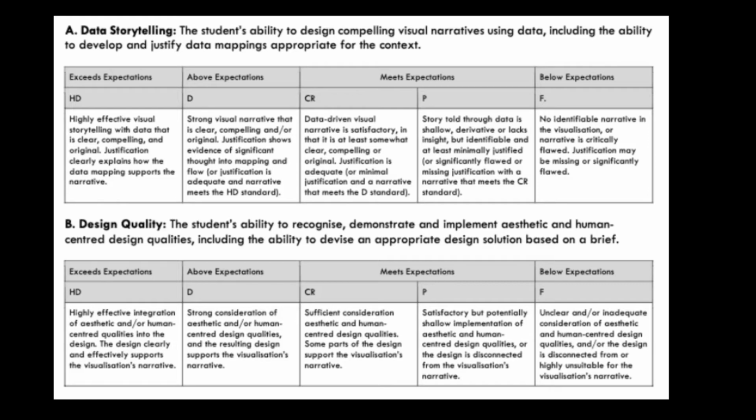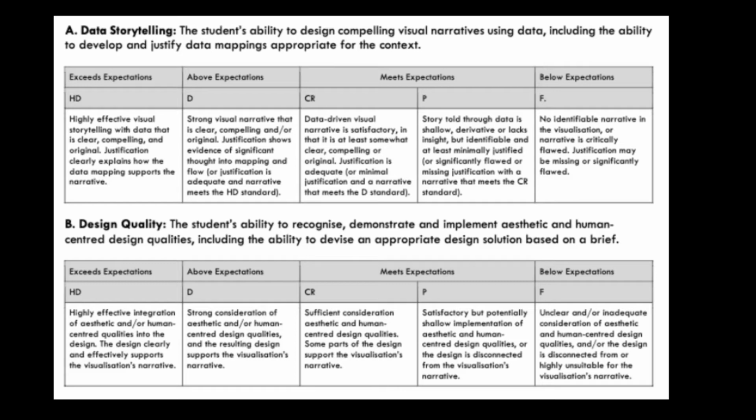I'm not going to go through the stages for each of the grades here, HD, D, credit, etc. I'll just read out the definition of each scale, but I would encourage you to really look at these while you're doing your project, because this is what our markers, this is what your tutors will actually be looking at when they decide what mark you get. So, data storytelling: the student's ability to design compelling visual narratives using data, including the ability to develop and justify data mappings appropriate for the context.